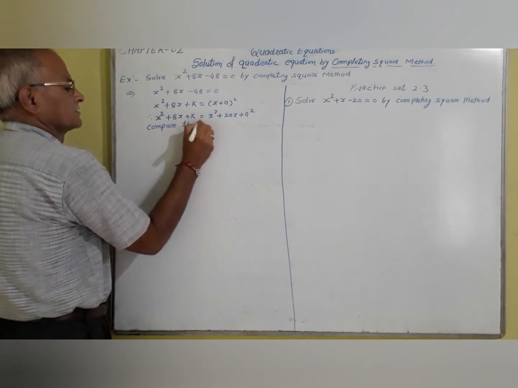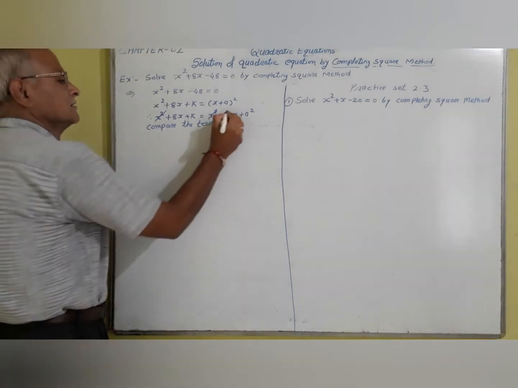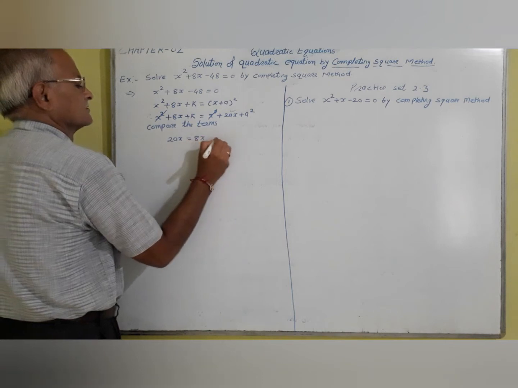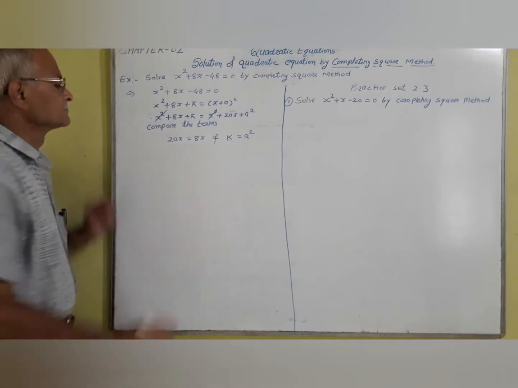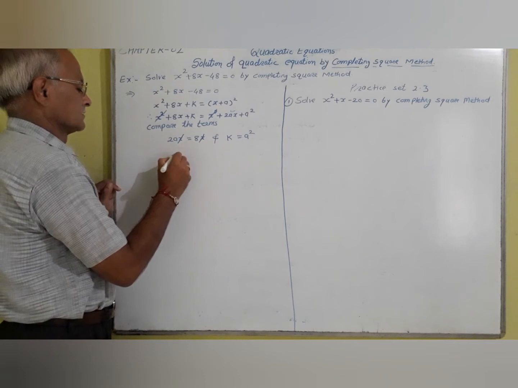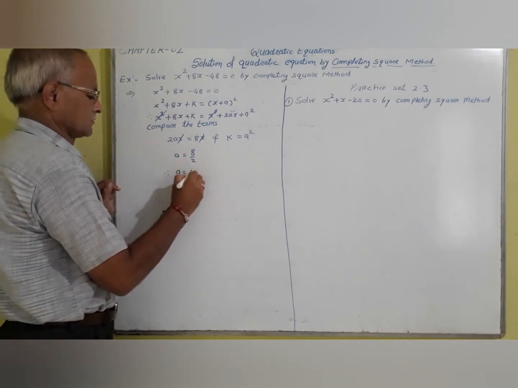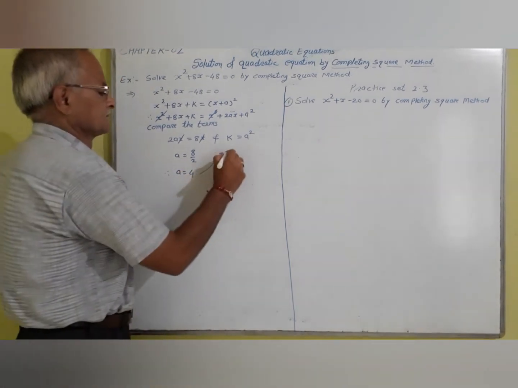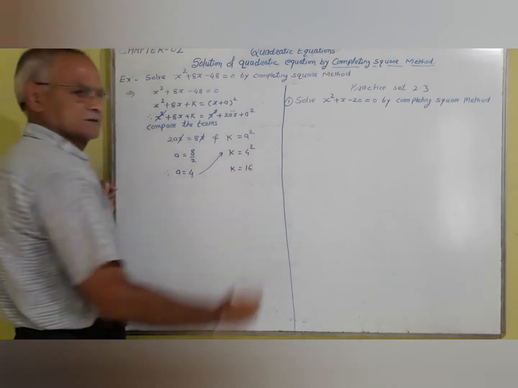When we compare the terms, the x square cancels. 2ax is equal to 8x and k will become a square. Now here x cancels. So 2a is equal to 8. Therefore a is equal to 8 upon 2. Therefore a is equal to 4. Now we substitute a equal to 4 in this equation. k is equal to 4 square. Therefore k is equal to 16.